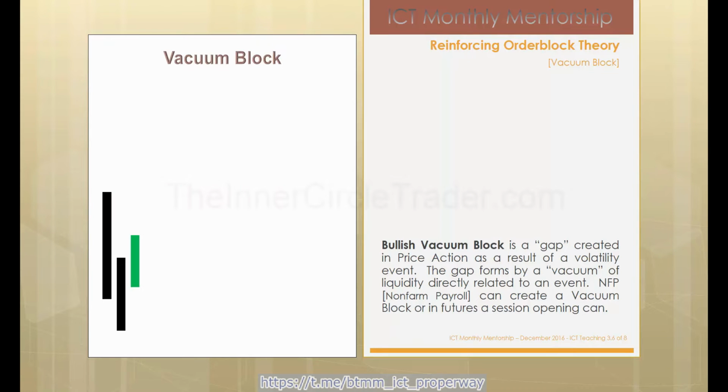We're dealing specifically with the vacuum block. Okay, a bullish vacuum block is a gap that's created in price action as a result of a volatility event. The gap forms by a vacuum of liquidity directly related to an event. Non-farm payroll can create a vacuum block, or in futures, a session open can.